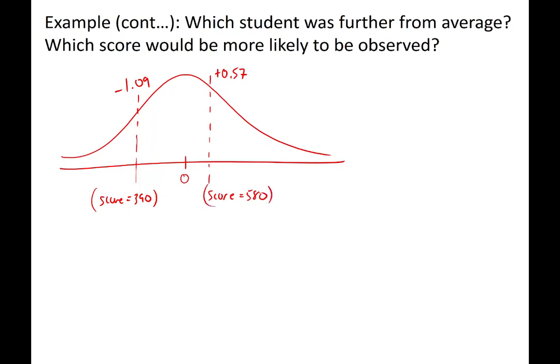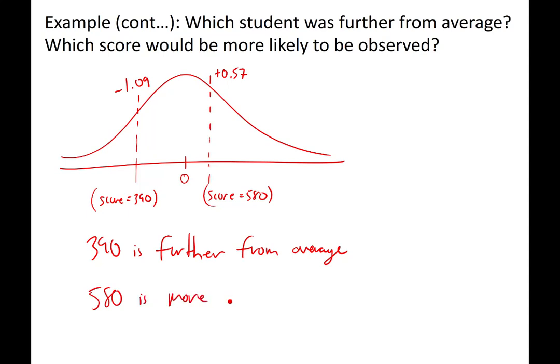So which one's further from average? Yeah, so the 390 is further from average, but which one of these is more likely to be observed? Yeah, it's going to be 580. Why? They're closer to average, that's right.